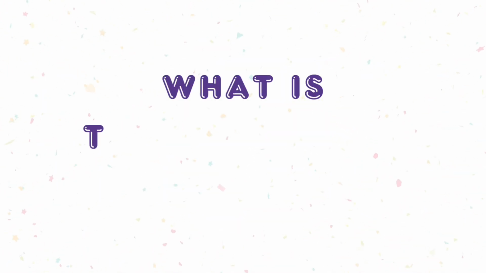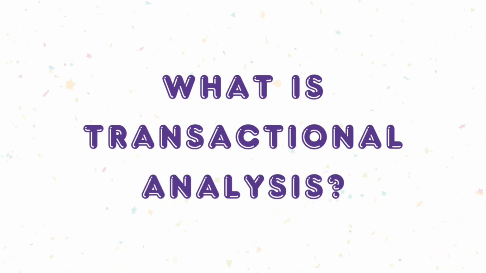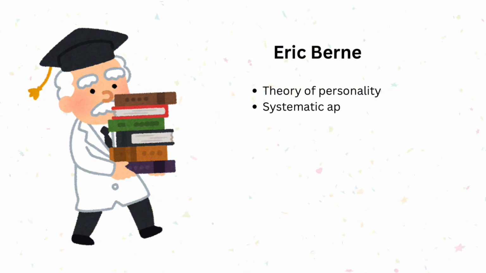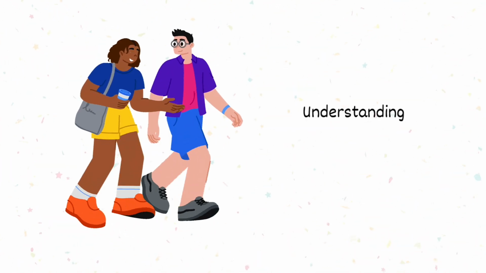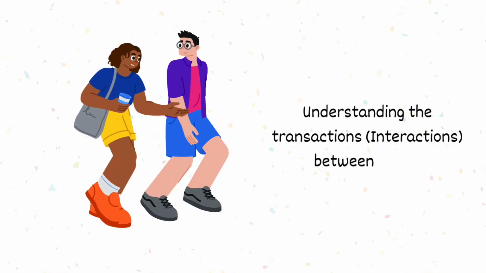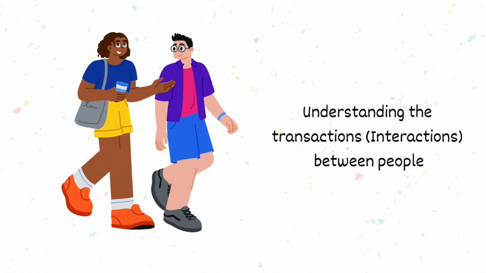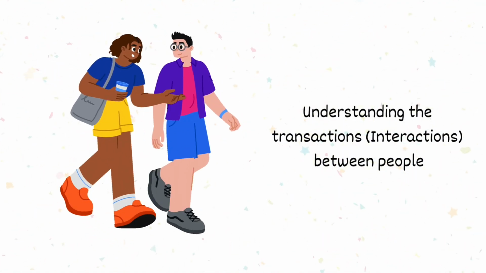Let's start with the basics. Transactional analysis was developed by Eric Berne in the 1950s, and it's both a theory of personality and a systematic approach to psychotherapy. At its core, TA is about understanding the transactions or interactions between people and how these are influenced by different parts of our personality called ego states.